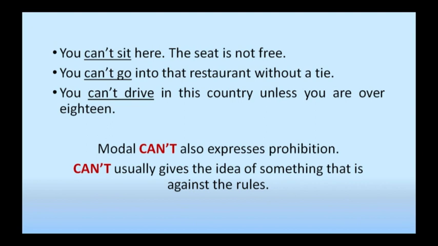Look at the following sentences. You can't sit here. The seat is not free. You can't go into that restaurant without a tie. You can't drive in this country unless you are over 18. You can see that the modal can't is used in these sentences. Can't is also used to express prohibition. It usually gives the idea of something that is against the rules.